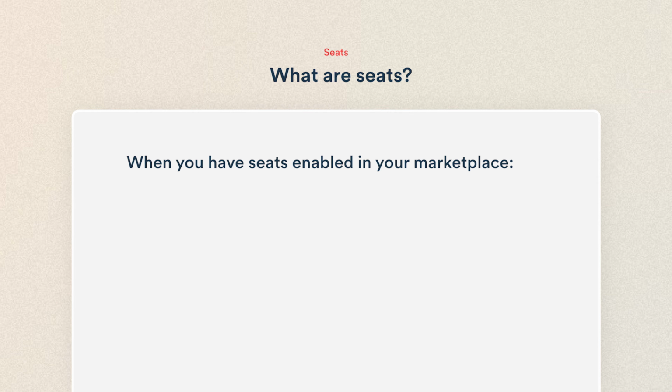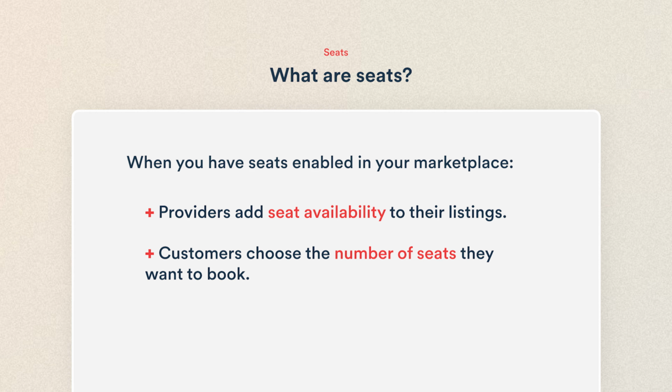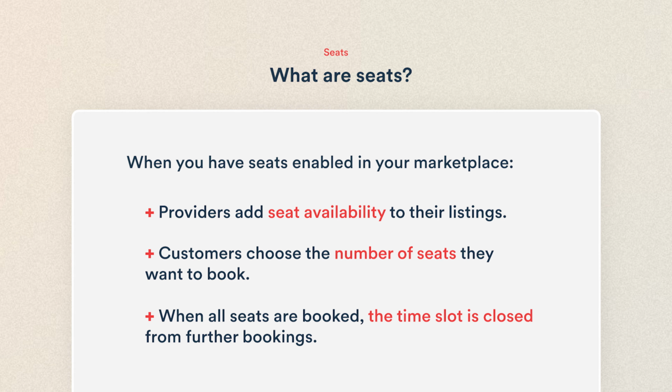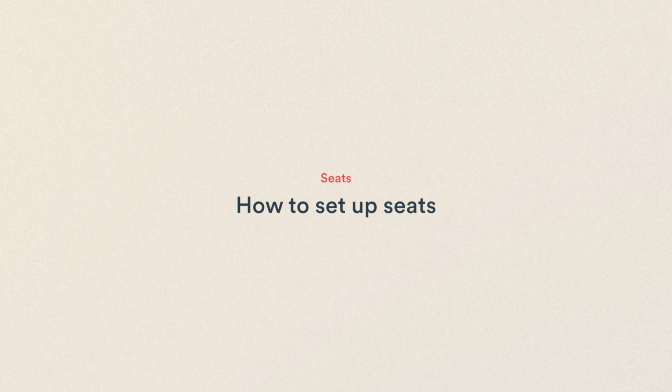In a nutshell, when you have seats enabled in your Sharetribe marketplace, providers add seat availability to their listings, customers choose the number of seats they want to book, and when all seats are booked, the time slot is closed from further bookings. You set up seats in Sharetribe in the listing type settings. Let's see how that happens.